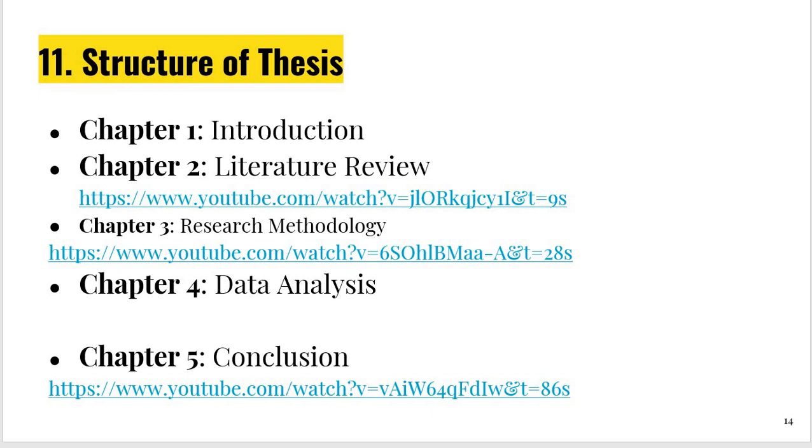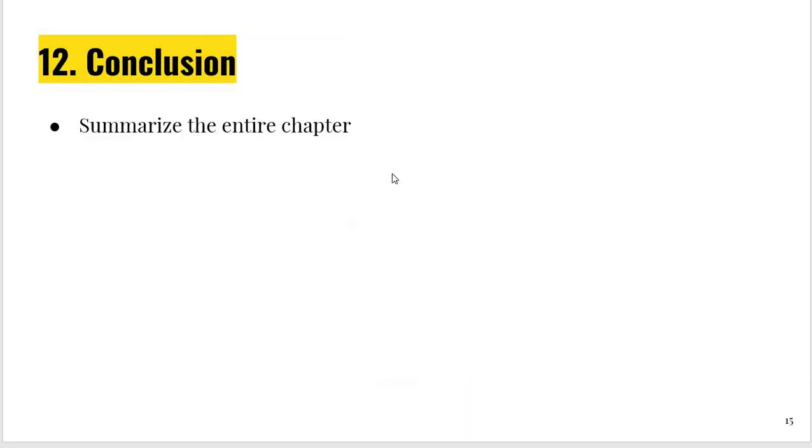If you have a complete book, instead of attaching the complete book or novel, you can just write appendix A, and then you can paste the link of that book. Conclusion heading is present in every chapter, so you will summarize the entire chapter.